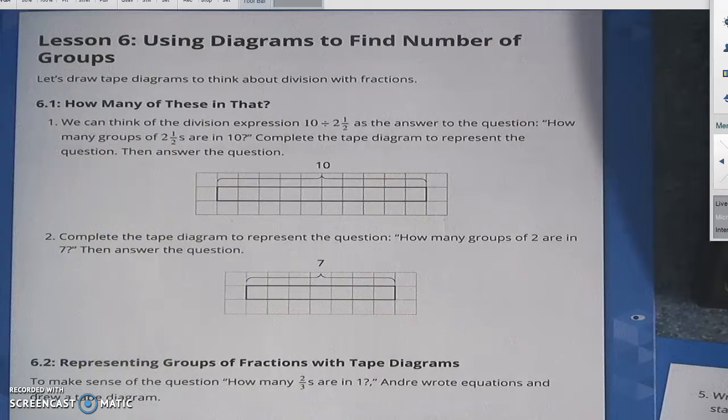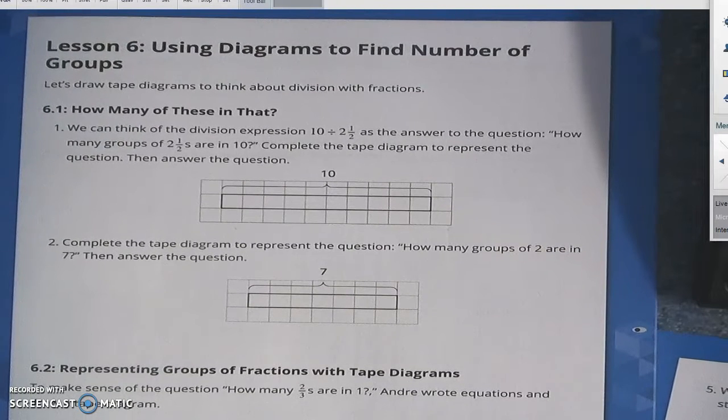Alright, lesson 6 is called Using Diagrams to Find a Number of Groups. 6.1 says, how many of these in that? You can think of the division expression 10 divided by 2½ as the answer to the question, how many groups of 2½ are in 10? Complete the tape diagram to represent the question, then answer the question.